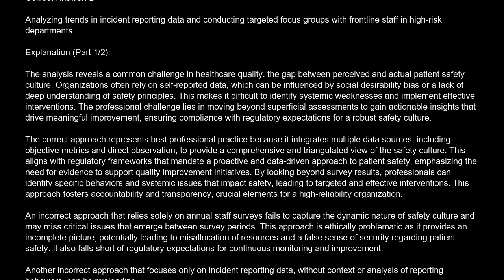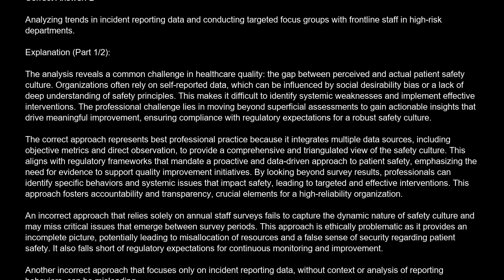This aligns with regulatory frameworks that mandate a proactive and data-driven approach to patient safety, emphasizing the need for evidence to support quality improvement initiatives. By looking beyond survey results, professionals can identify specific behaviors and systemic issues that impact safety, leading to targeted and effective interventions. This approach fosters accountability and transparency, crucial elements for a high-reliability organization.